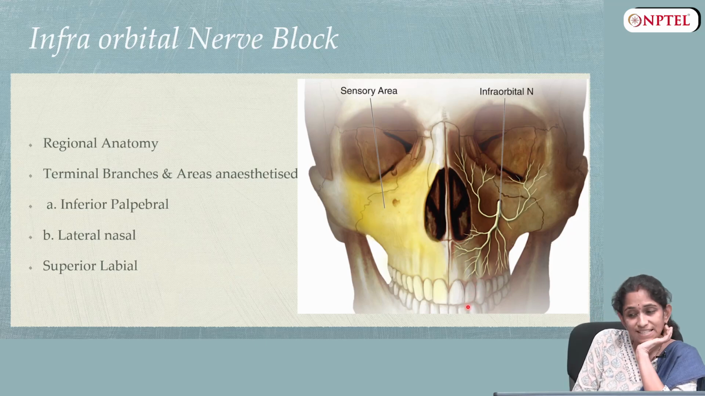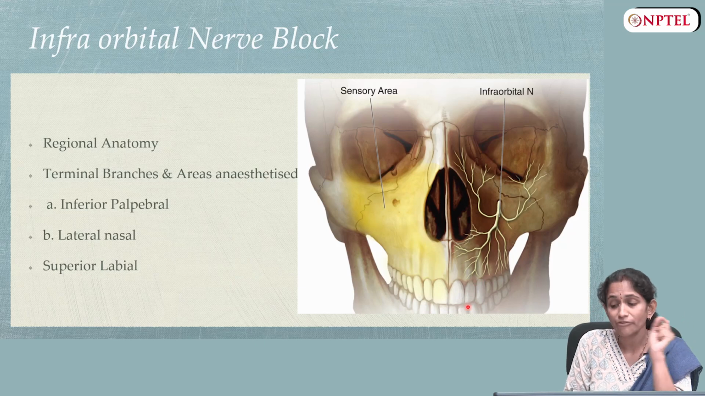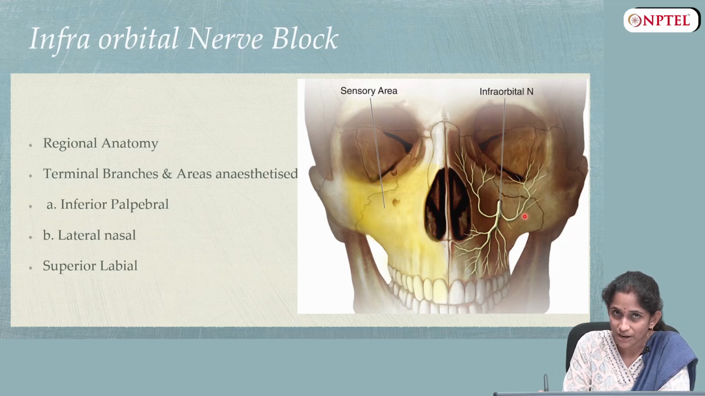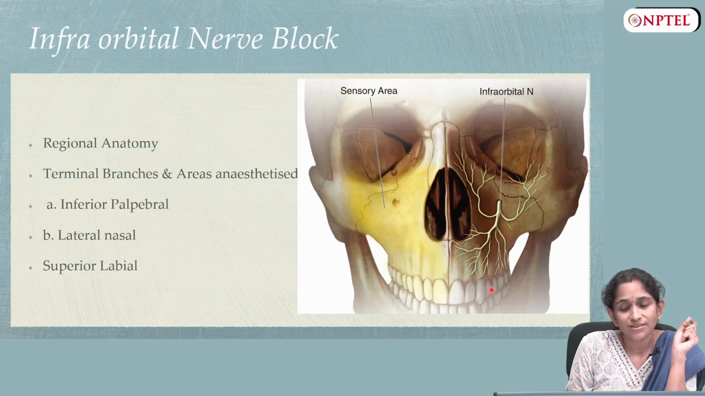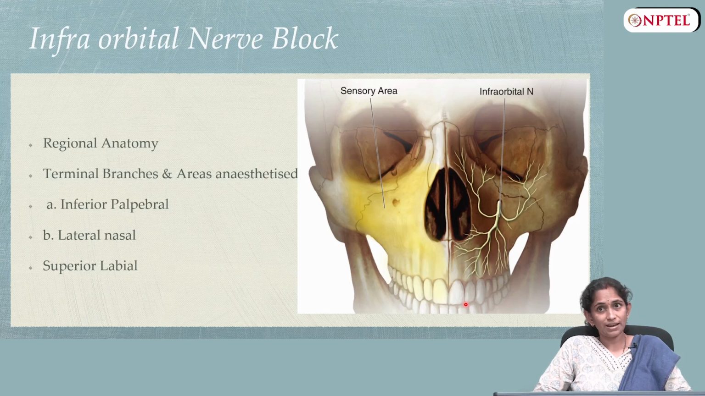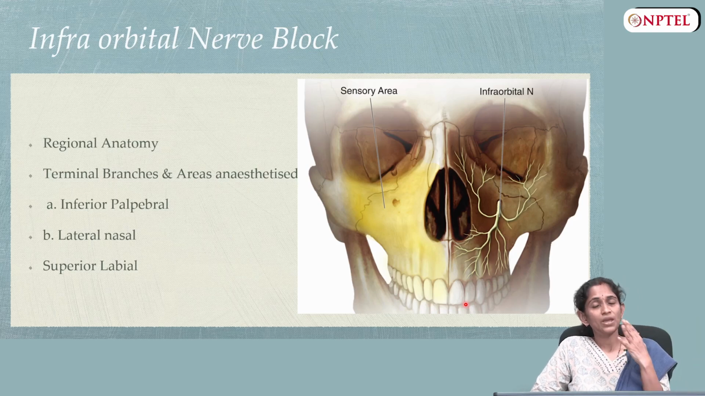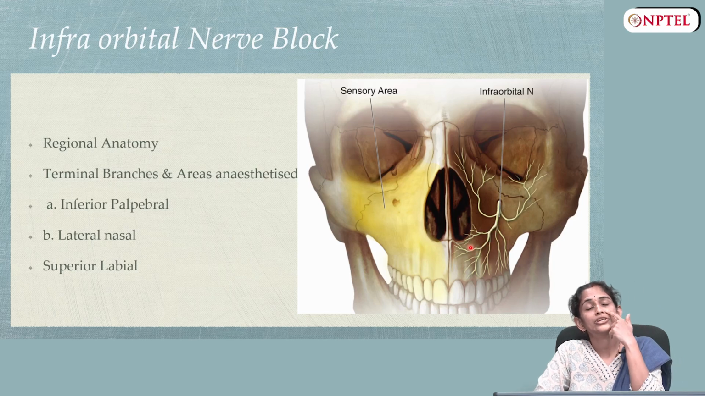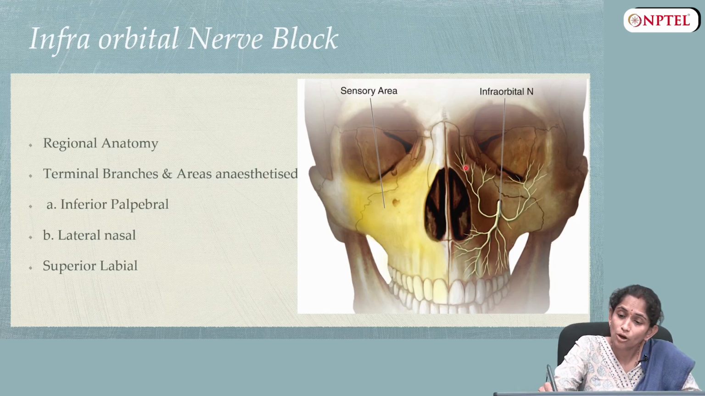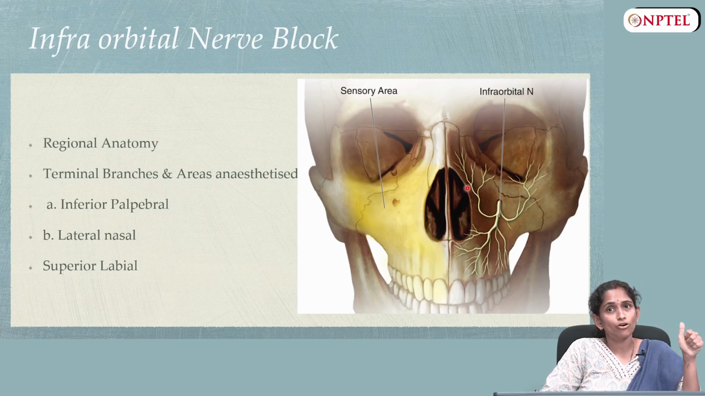Now, when we anesthetize the infraorbital nerve, all these three terminal branches along with the anterior superior dental plexus within the bone do get anesthetized. That is the reason why. Now, where is this nerve block indicated? If we have procedures of the upper lip, procedures involving the anterior teeth from the central incisor to the canine, or procedures involving the anterior wall of the maxilla, lateral wall of the nose and medial third of the lower eyelid, that is where we tend to give an infraorbital block.